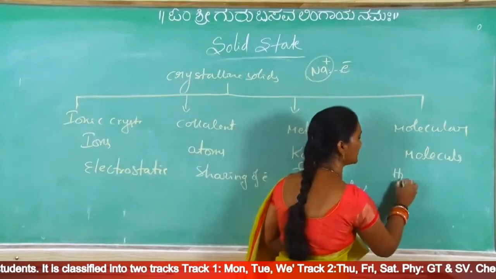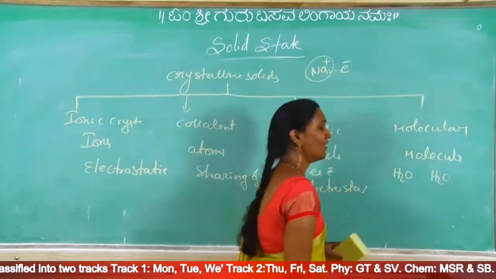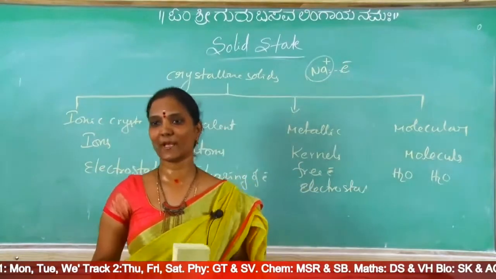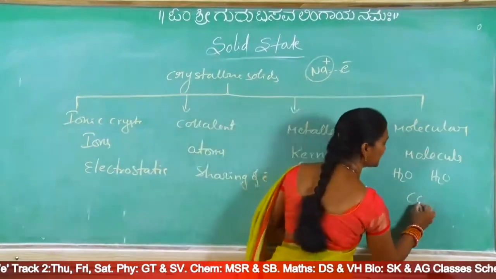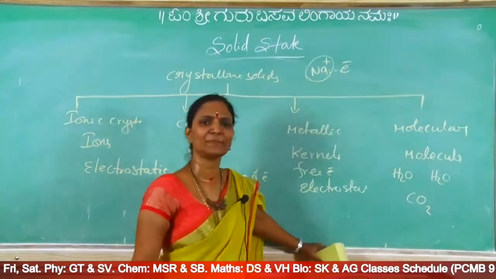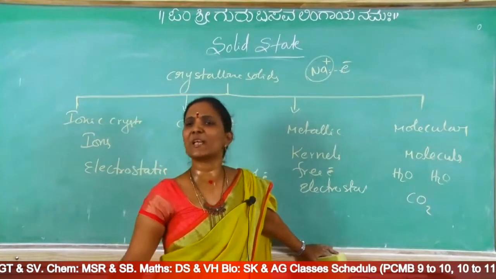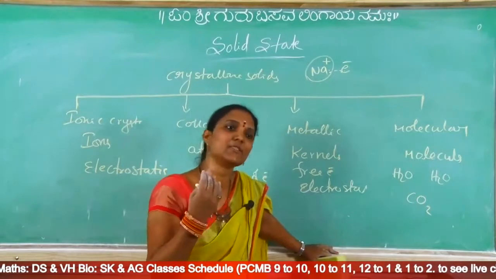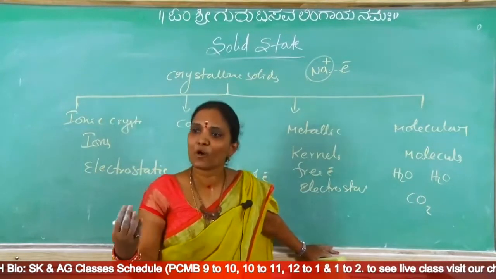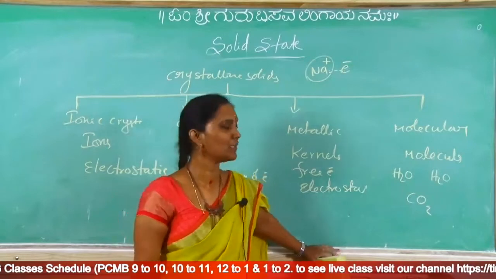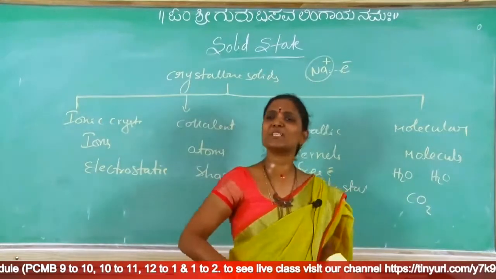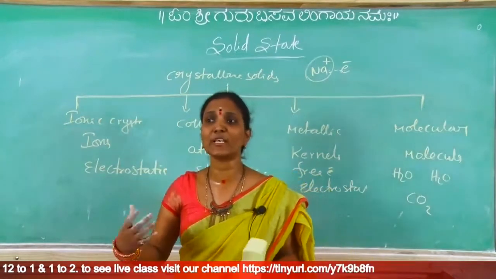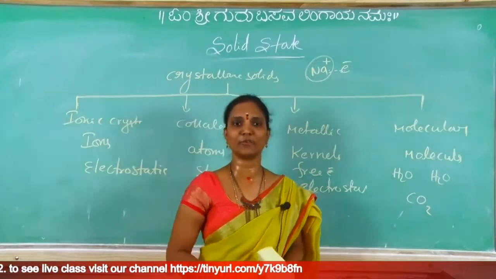For example, H2O, from chemical bonding again: between H2O molecules, which type of interactions are present? Hydrogen bond is there. Or CO2: is it polar or non-polar? How to decide? Based on dipole moment, which we already learned: dipole moment equal to 0 is non-polar, and dipole moment not equal to 0 is polar. Now CO2 is non-polar. Non-polar means which type of interactions are present? Van der Waals interactions or induced dipole interactions.